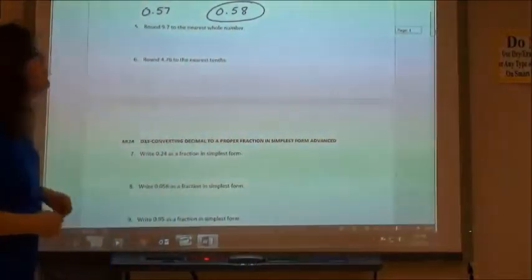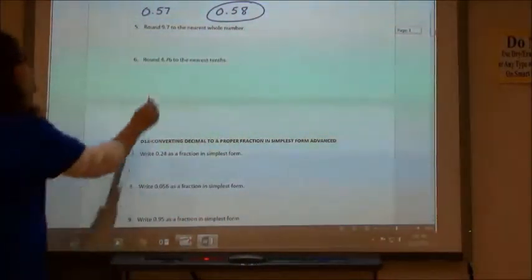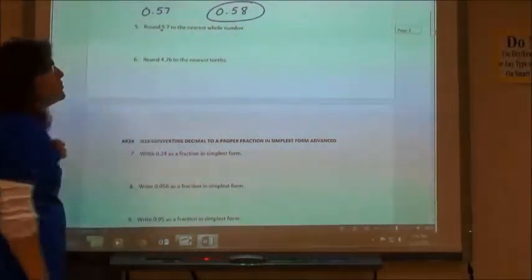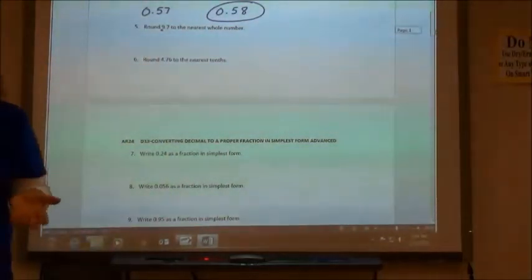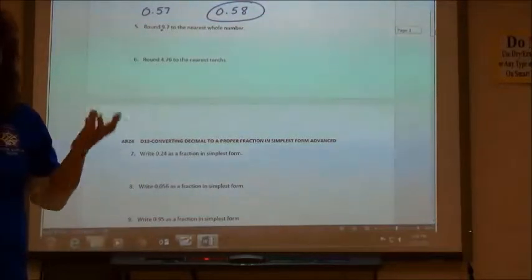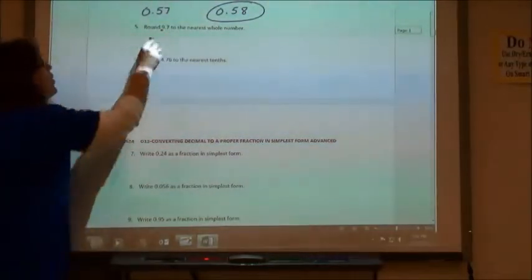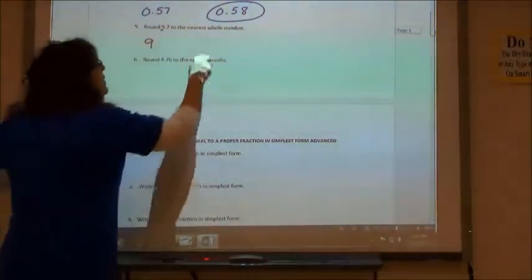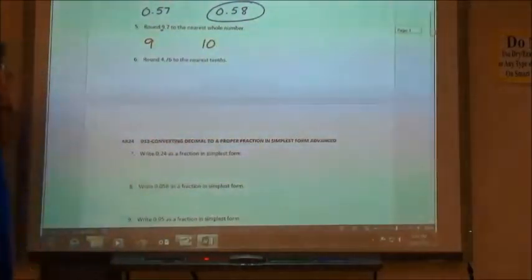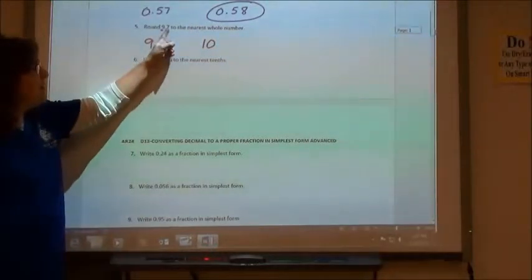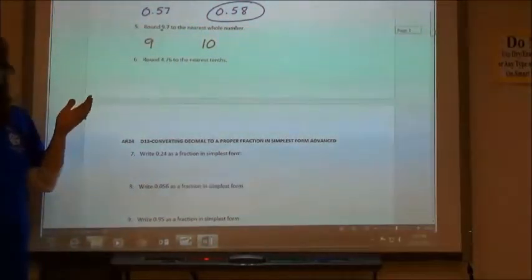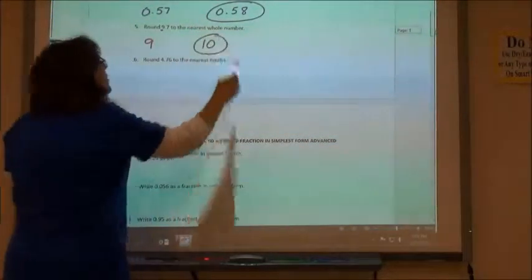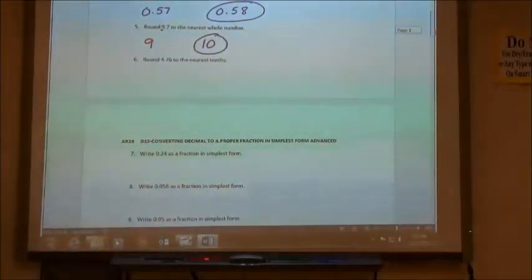Number 5 says round to the nearest whole number. 9 is the nearest whole number. When they say round to the nearest whole number, they say round to the ones place. So the nearest whole number, 9 is in the ones place. If I round 9 up by 1, I would round it up to 10. So I look at the number behind that. The number is 5 or greater, which means I have to round it up. If it was less than 5, I'd leave it alone.